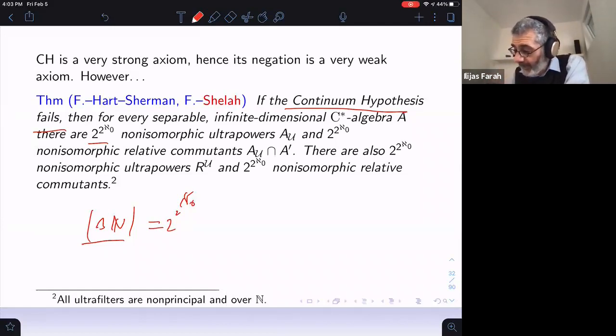And the same happens for relative commutants of C*-algebras. An important part of this is a nice result of Kirchberg's that I mentioned before, that for C*-algebras like these, relative commutants are quite big. And they're big enough for us to embed whatever nasty things we can embed into these ultrapowers to ensure that they're not isomorphic. There are also two to the continuum many nonisomorphic ultrapowers of the hyperfinite II_1 factor, and that many nonisomorphic relative commutants.